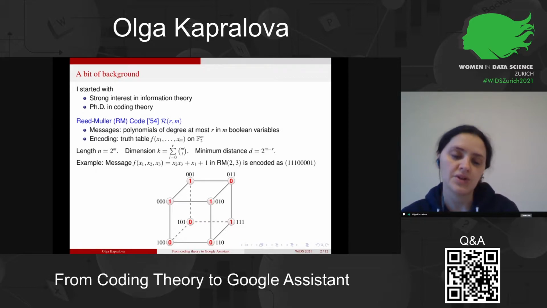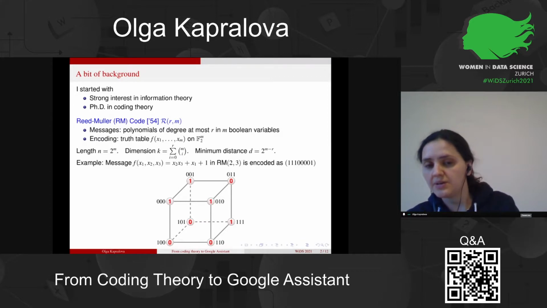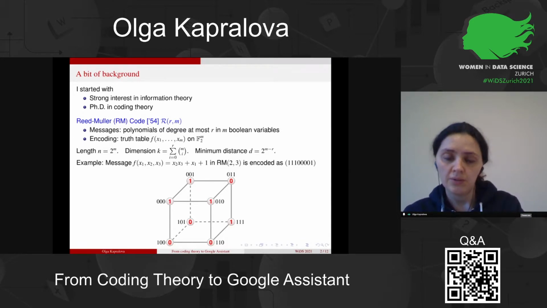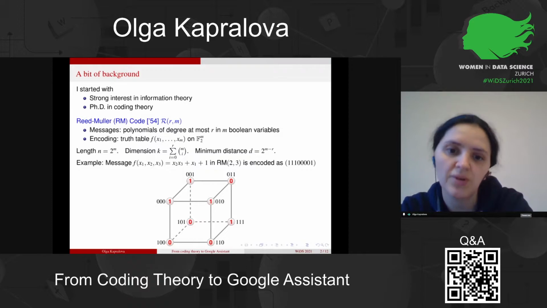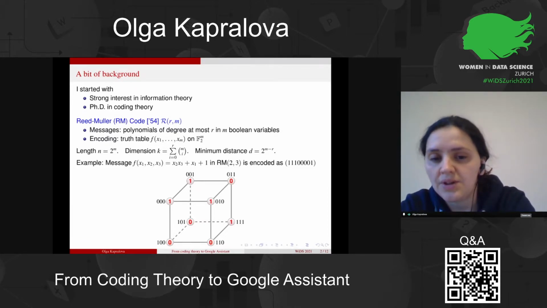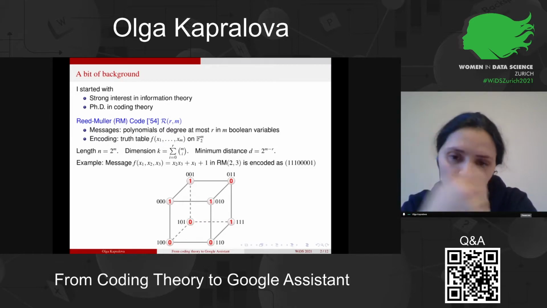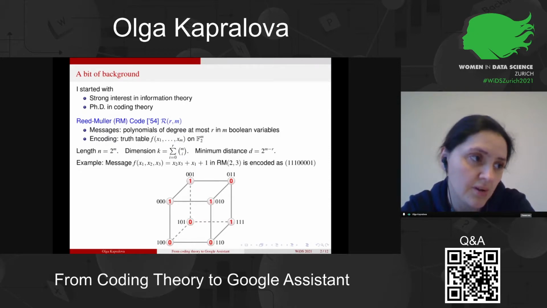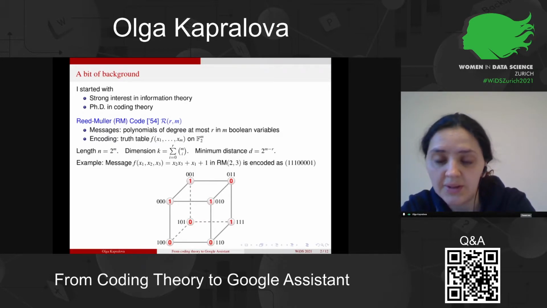For example, imagine your message is this polynomial in 3 variables of degree 2, for example x2x3 plus x1 plus 1. So this is a codeword in the Reed-Muller code with degree 2, and with 3 Boolean variables. And if you evaluate this polynomial on all kinds of triplets, there are 8 of such triplets, you get a codeword. Simple, easy.